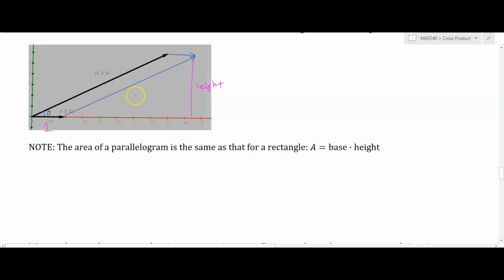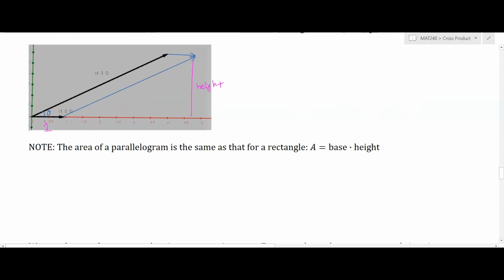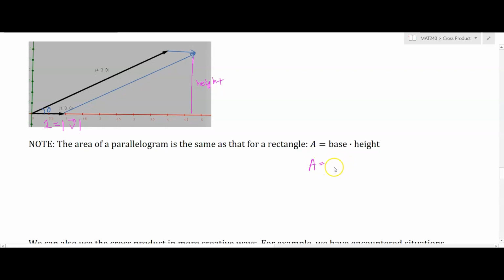So to multiply base times height, we see that the base is 1, and that is simply the magnitude of our v vector. So 1 is the magnitude of v. And we're going to need to know the magnitude of this vector as well in order to be able to get that height. So to make this more general, we could say that the area is equal to the base, which is the magnitude of our vector v, multiplied by the height. Now the height is a little trickier to find, but not impossible. We just need to use a little bit of trigonometry here and take advantage of the geometry.